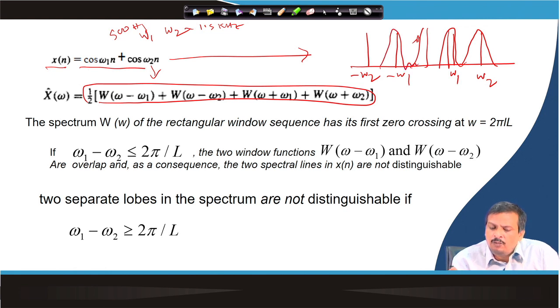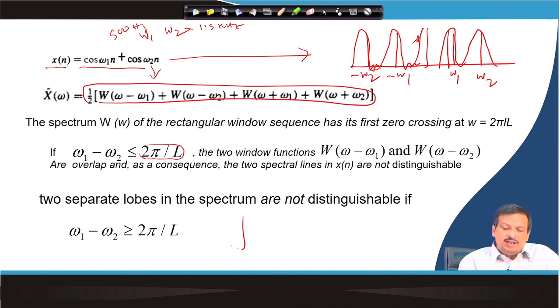So that is the main lobe, and there will be a side lobe. Now see, if omega 1 minus omega 2 is less than 2 pi by L, so you know the width of the main lobe is 2 pi by L. So sorry, pi by L, this is minus pi by L. So total width is nothing but 2 pi by L.